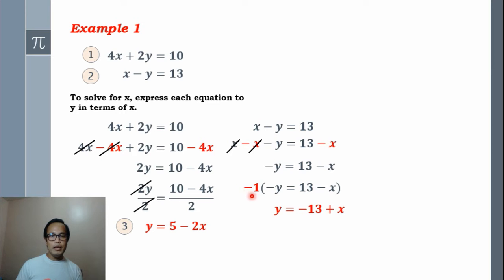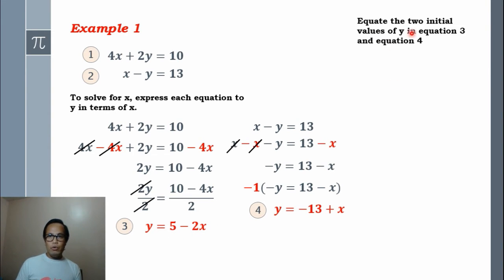And when we multiply negative 1 times 13 is negative 13. And when we multiply negative 1 times negative x, that gives us positive x. So therefore, for the second equation, our y in terms of x is negative 13 plus x. So this is our equation 3. This time, this will be our equation 4. Equation 4 is of course taken from equation 2. So we already have equation 3 and equation 4.